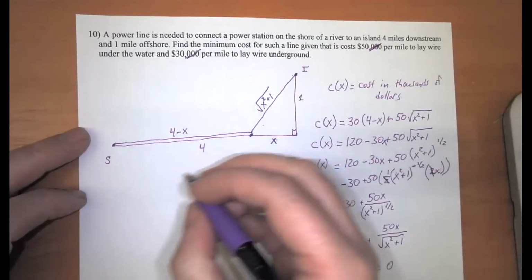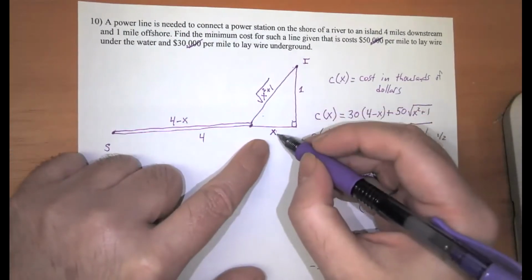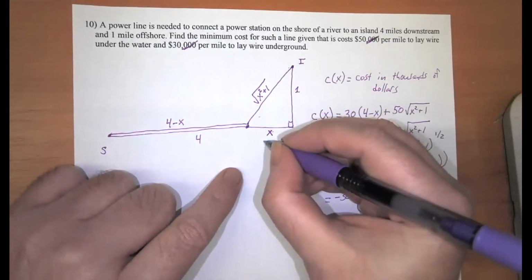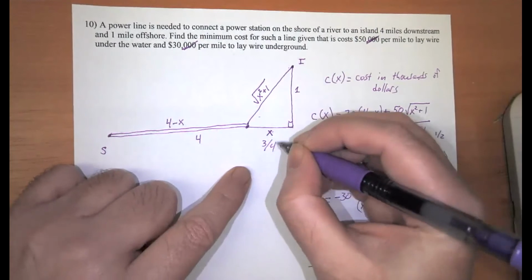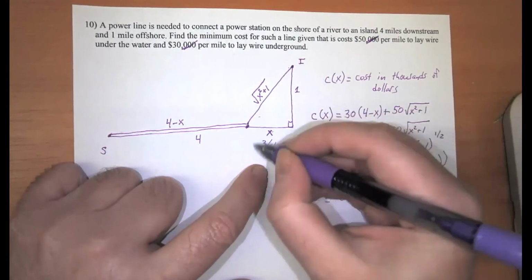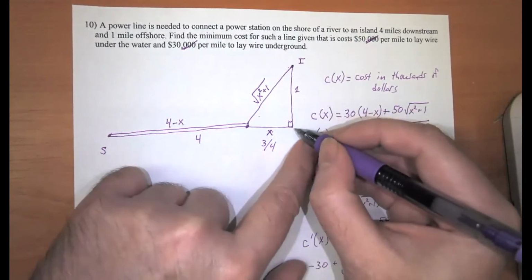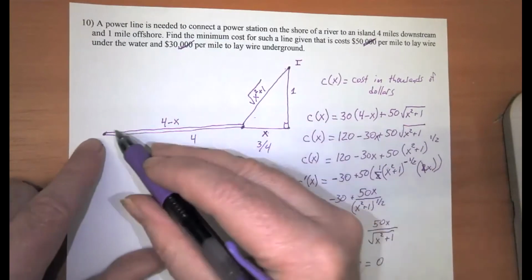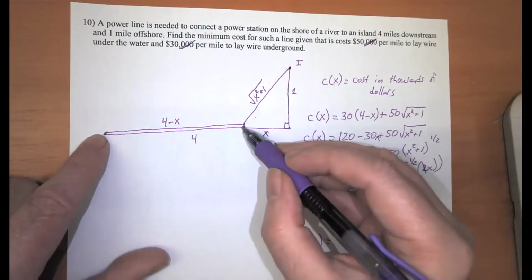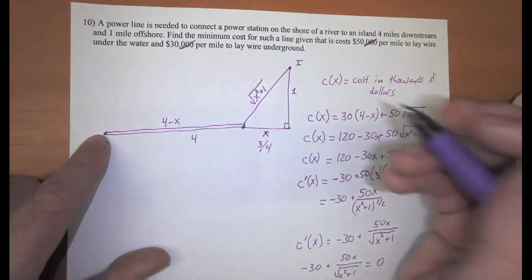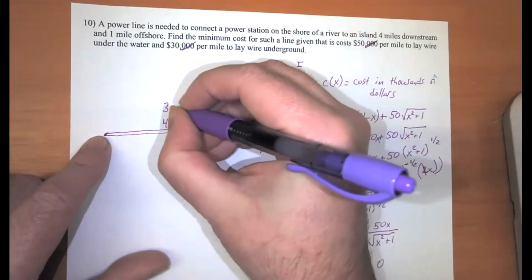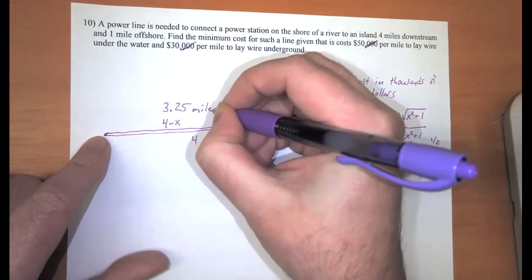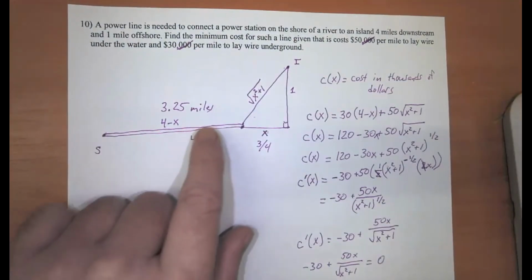So what we're saying is that x is equal to 3/4. What does 3/4 represent? Well, 3/4 represents the distance here of the wire that we want to lay. So I'm sorry, this is the amount of the wire that we want to not lay. So we're saying that the amount that we should run the wire underground is 4 minus 3/4, which will be 3.25. So we're going to run 3.25 miles underground.